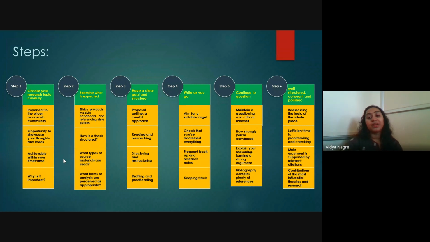Then you should spend a sufficient amount of time in proofreading and checking, because these are some of the final steps before submitting your final thesis, and you should never avoid them, because proof checking is highly essential. What happens many times is that you may not feel that it has gone wrong, but when you start reading it in sequence, you find mistakes.